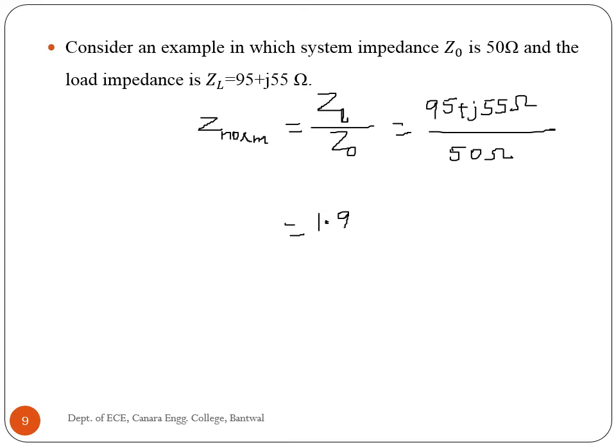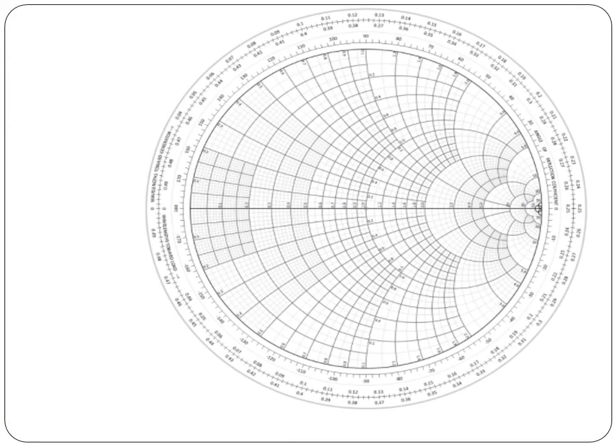which is equal to 1.9 plus j1.1 normalized impedance. Normalized ZL is 1.9 plus j1.1, which is in the form R plus jX.